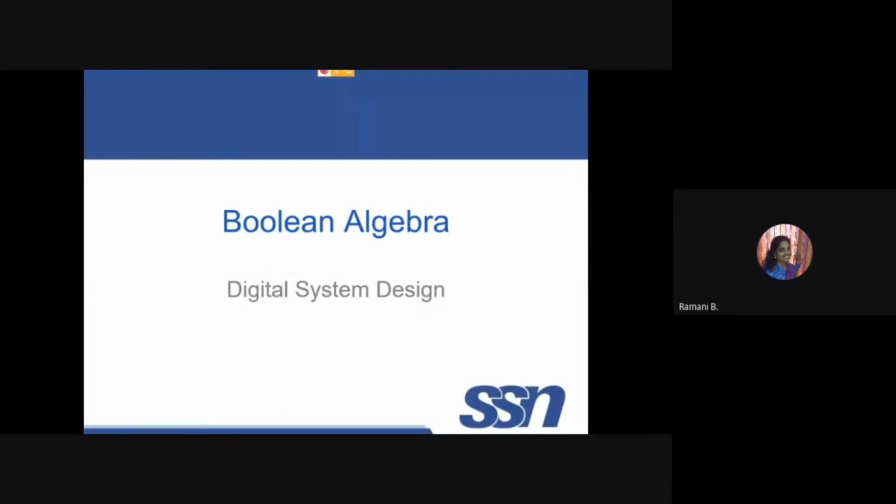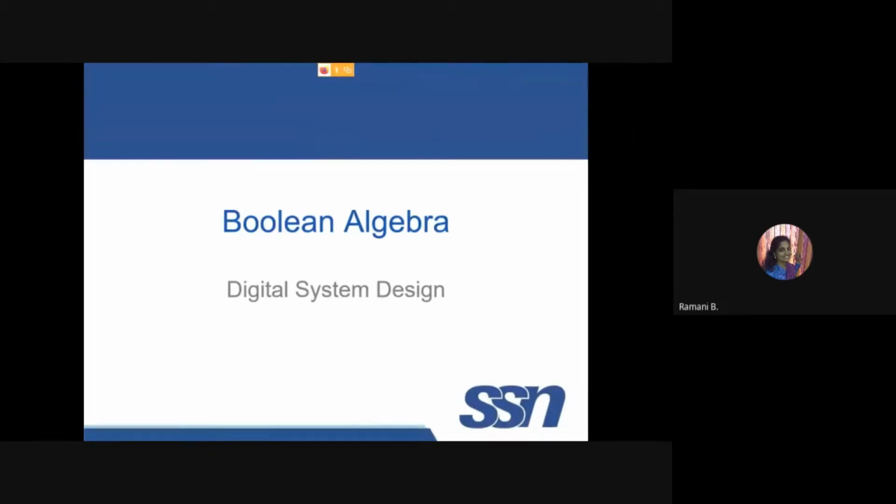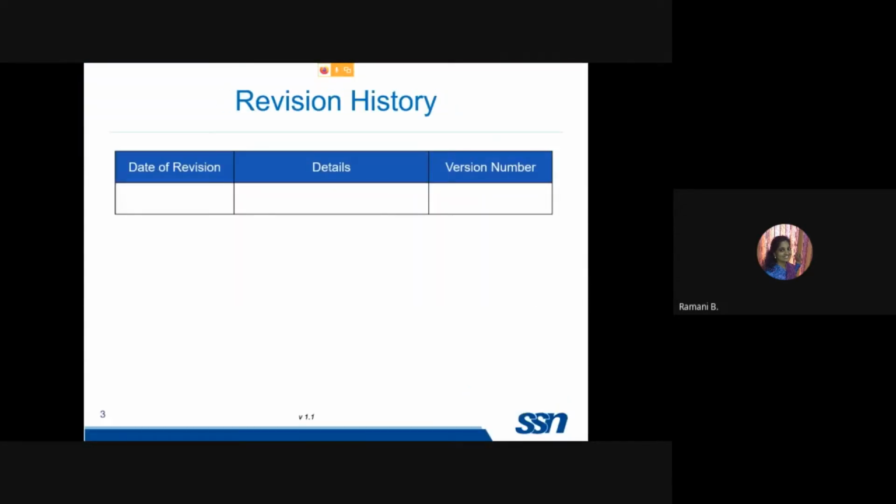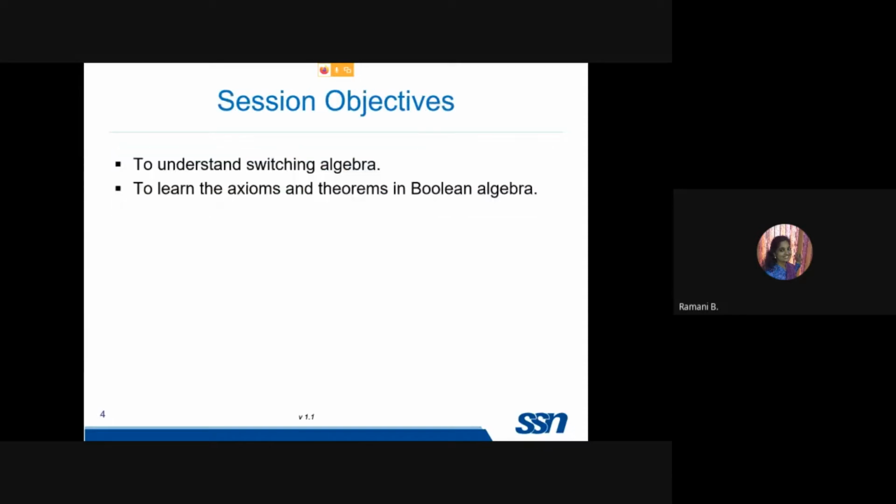Good morning, guys. So today's topic is Boolean algebra. This Boolean algebra is useful when we are going to find some expression and we want to minimize it. So in those cases we need to know about Boolean algebra. Today we will be understanding Boolean algebra, the switching algebra, and seeing the axioms and theorems involved in it.